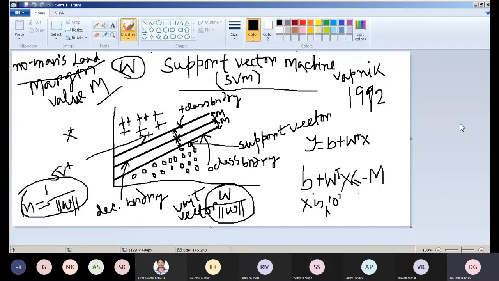So that's why the machine learning research community was thinking, from the mid 80s to the late 80s, to propose some new classifier, some new classification model, some new classification technique. And they came up with the support vector machine in 1992.